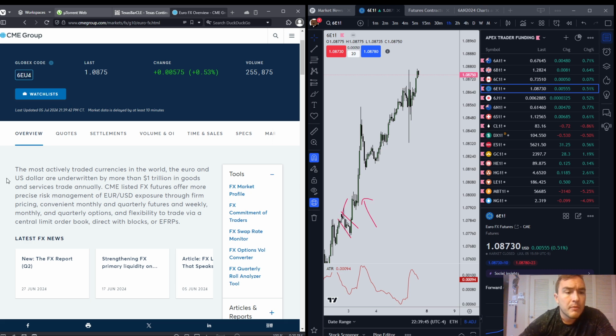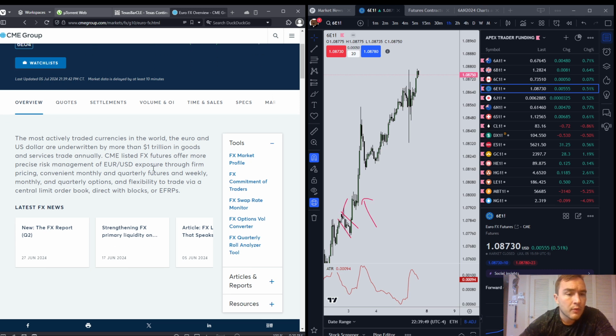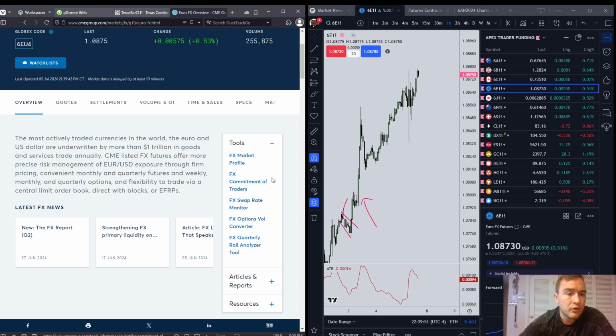Okay, the most actively traded currencies in the world, the euro and the US dollar, are underwritten by more than $1 trillion in goods and services trade annually. So guys, when you are trading the Euro futures, what sort of fundamentals are you looking for? You're looking for Federal Reserve speak. You're looking for anything that is going to affect US dollar interest rates. So you're looking for the Fed funds rate. You're looking for headlines on the US economy.